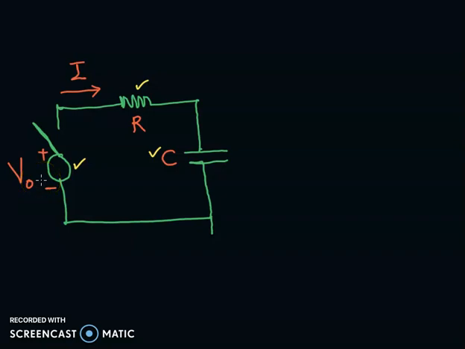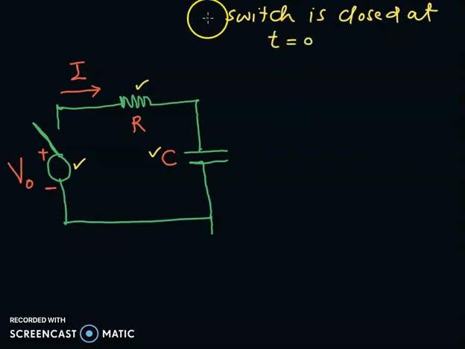Suppose now that the switch is closed at t equal to 0, so that means no current is flowing and there is no charge on the capacitor initially. So there is no charge over here at the capacitor at this time.